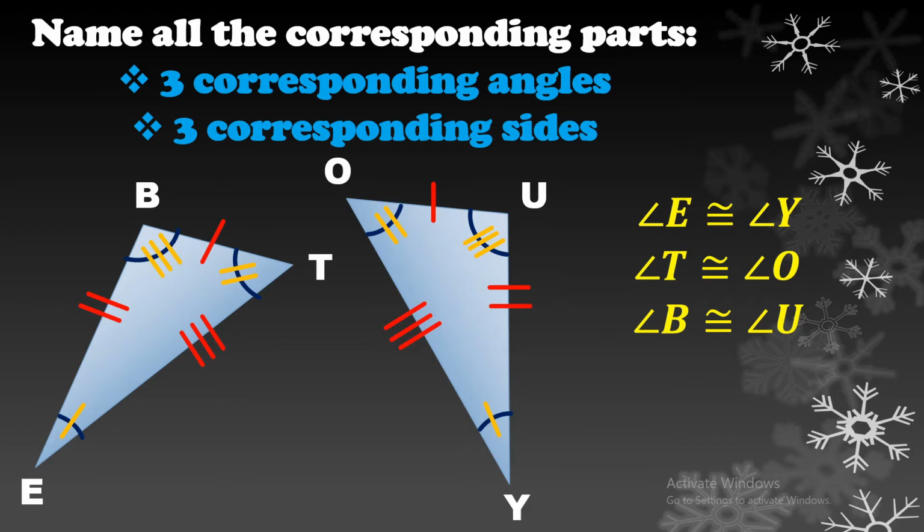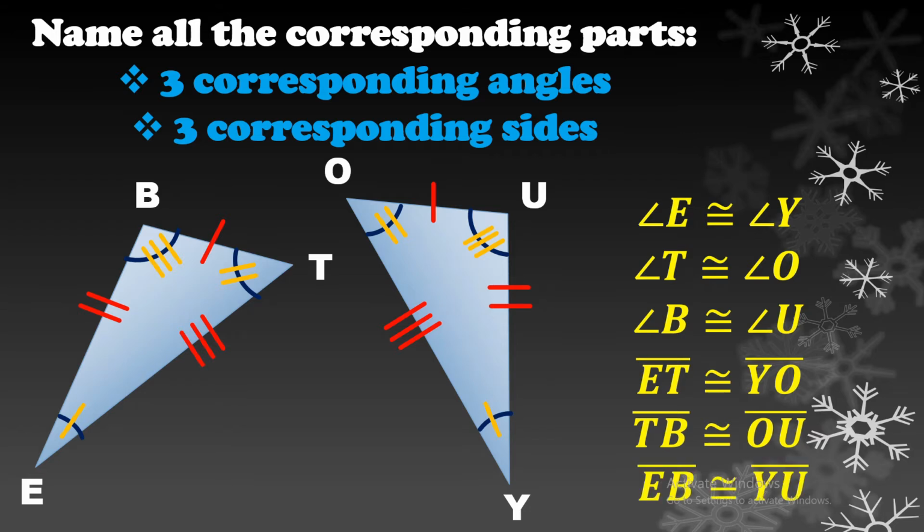For the sides, we have side ET is congruent to side YO with 3 tick marks. Next, we have side TB and side OU with 1 tick mark. And of course, we have side EB and side YU with 2 tick marks. So since we have enumerated all the corresponding parts, we can now say that the two triangles are congruent. So we have triangle ETB is congruent to triangle YOU.